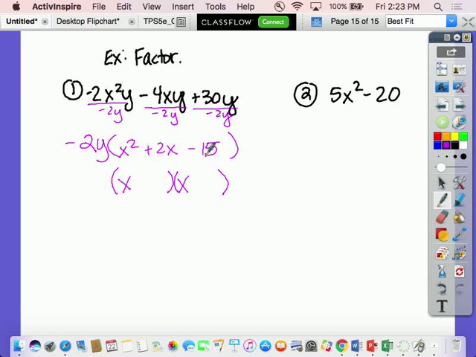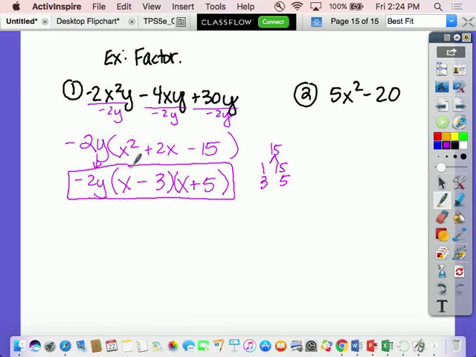And we say what multiplies to negative 15 and adds to 2. The only things that multiply to 15 are 1 and 15, 3 and 5. So which pair are we going to use? We're going to use 3 and 5, but because it's a negative 15, one of them needs to be negative. The 3 needs to be negative. Whatever this middle number is, that's what the bigger number is going to be. Okay? And then we can't forget this negative 2y that was our GCF. We have to include it as part of our answer.